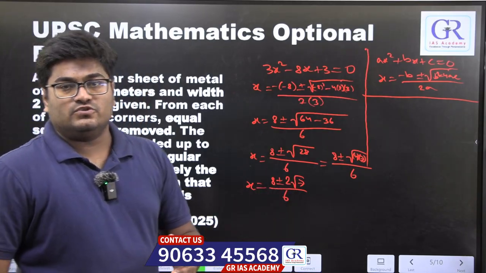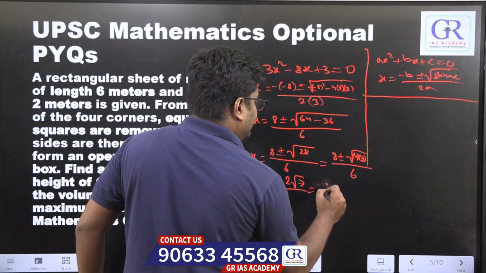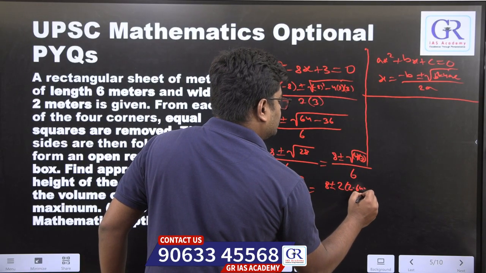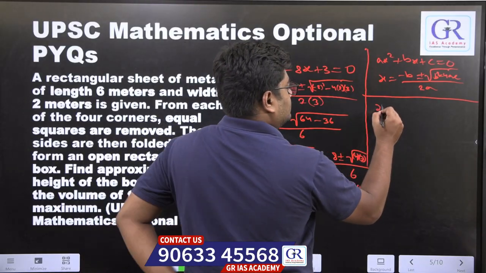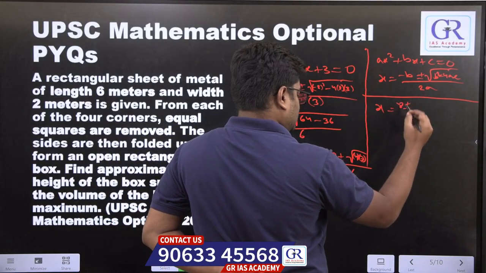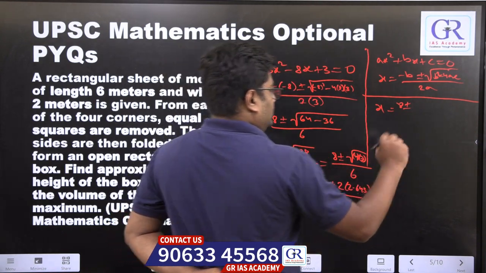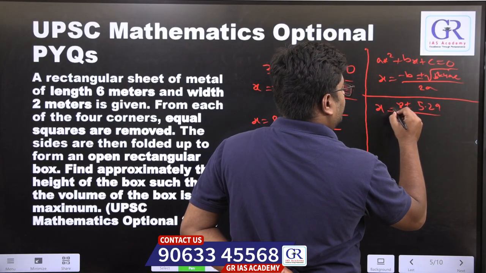The approximate value of root 7 is 2.645, so let's keep that in place. 8 plus or minus 2 into 2.645 by 6. What will it become? x is equal to 8 plus or minus 2 into 2.645, which is 5.29, by 6, approximate value.